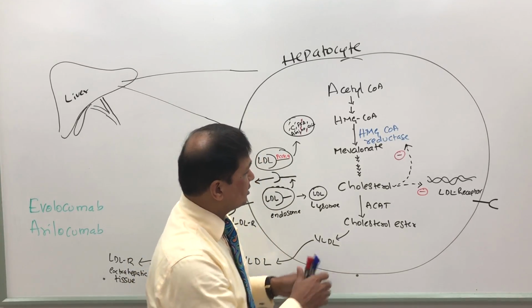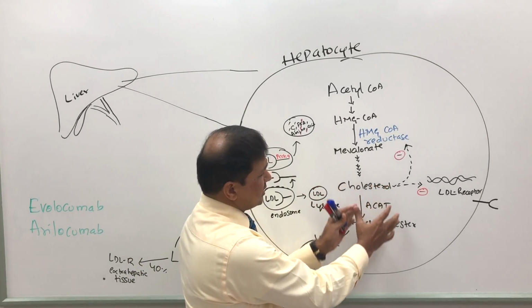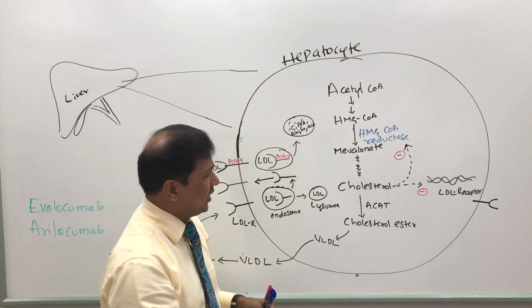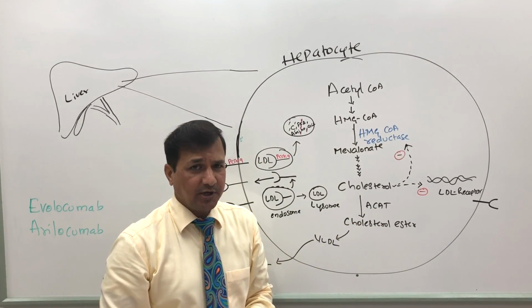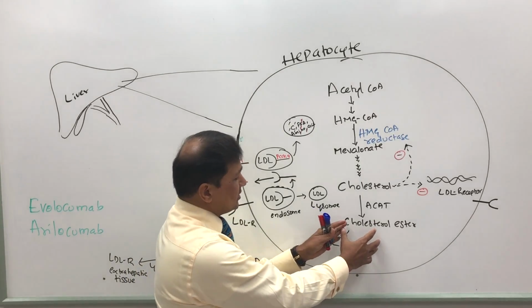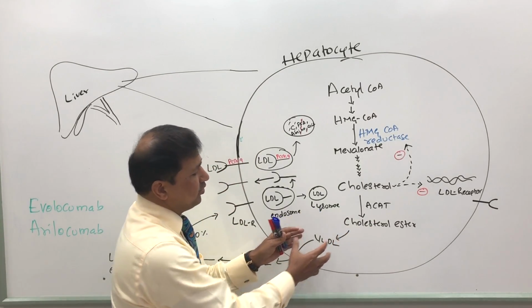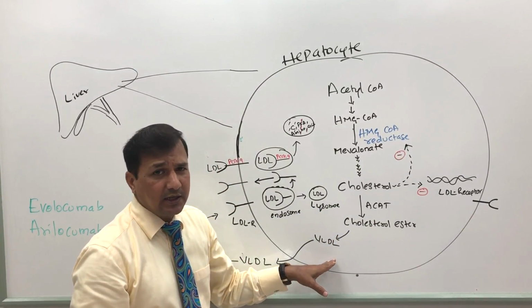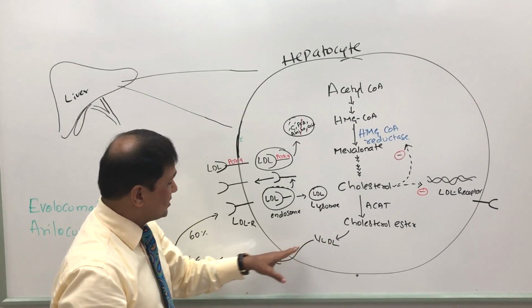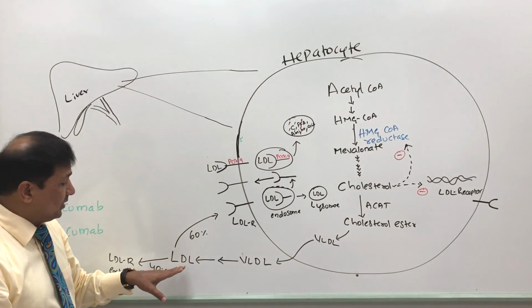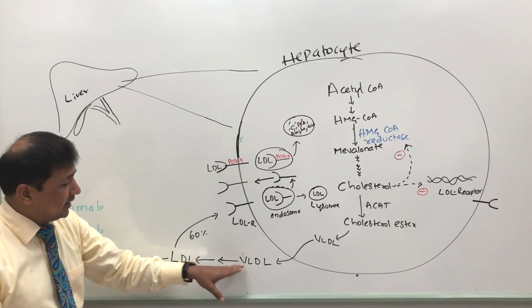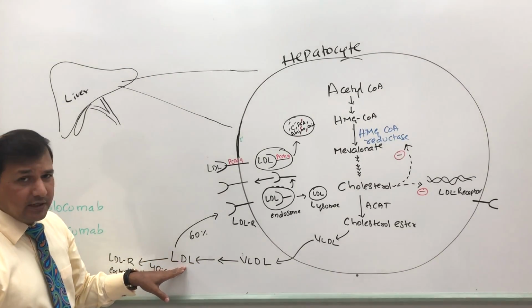Also note that cholesterol can be converted into cholesterol ester by the ACAT enzyme, acyl-CoA cholesterol acyltransferase. The cholesterol ester is loaded onto ApoB100 to make the VLDL molecule, and VLDL is secreted into the circulation and undergoes metabolism to make LDL: initially VLDL to IDL, then IDL to LDL.